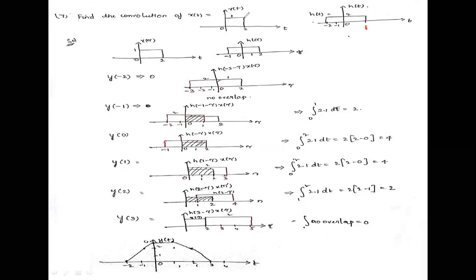Then take the same value. X of tau is equal to 0 to 2. H of minus tau means the negative real axis will come in the positive real axis, minus 1 to 0, and the positive real axis will come in the negative real axis from 0 to 2. Now see where the overlapping occurs. 0 to 2 is where overlapping occurs. And y of minus 2 is 0 and y of minus 1 is also 0.